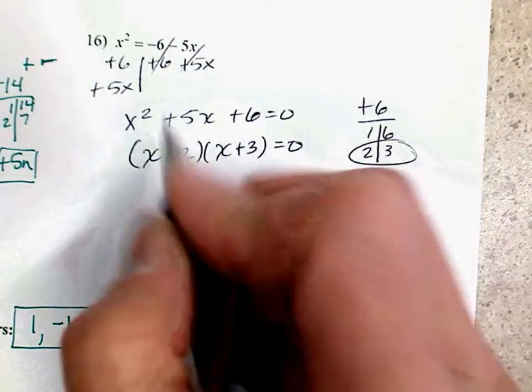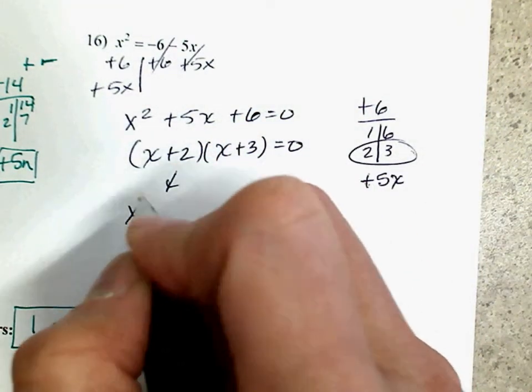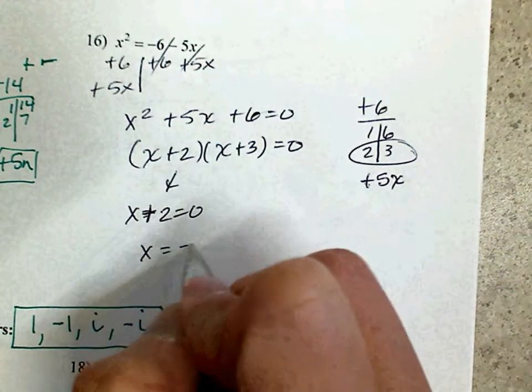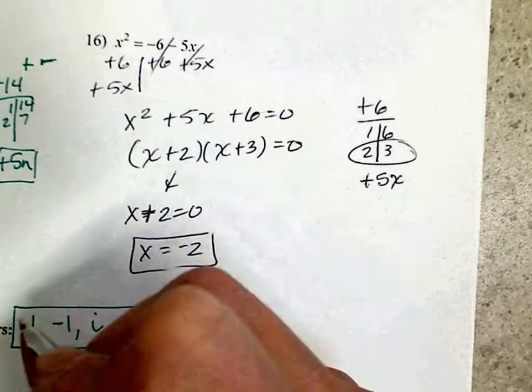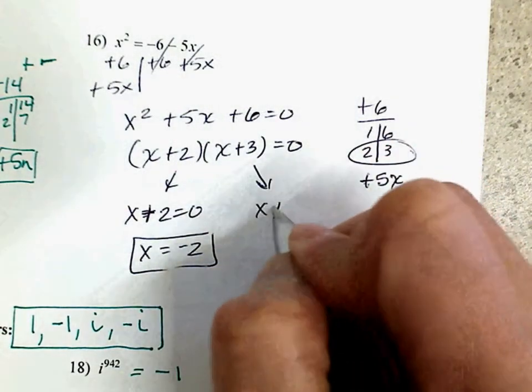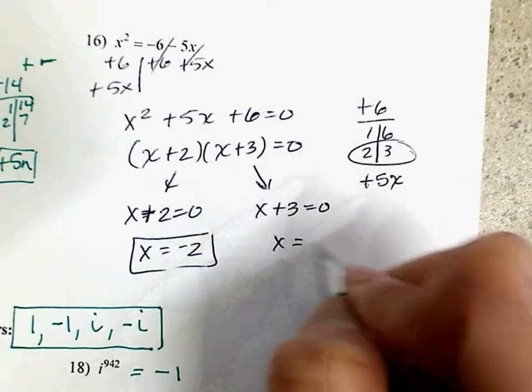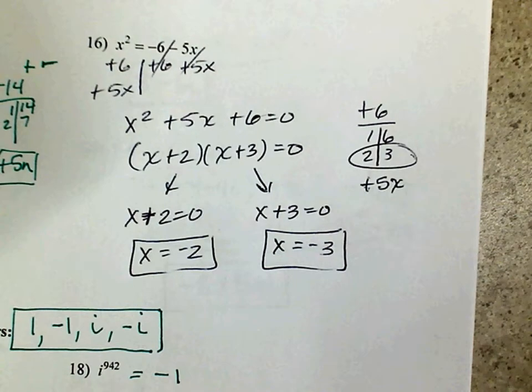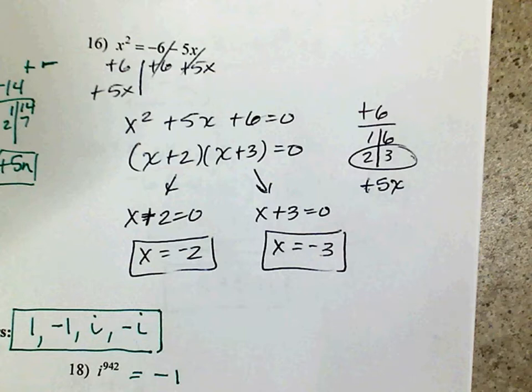So x plus 2 is equal to 0, so x is equal to negative 2. X plus 3 is equal to 0, so x is equal to negative 3. There you go.